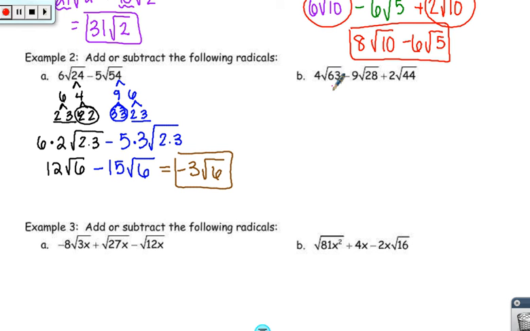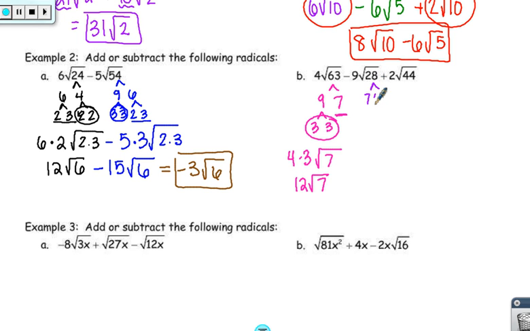Okay, let's try B. 4 square root of 63. 9 times 7 is 63. 3 times 3 is 9. Group of 3 goes out. There's a 4 on the outside. Now there's a group of 3 on the outside. This 7 has to stay in. So 12 square root of 7.